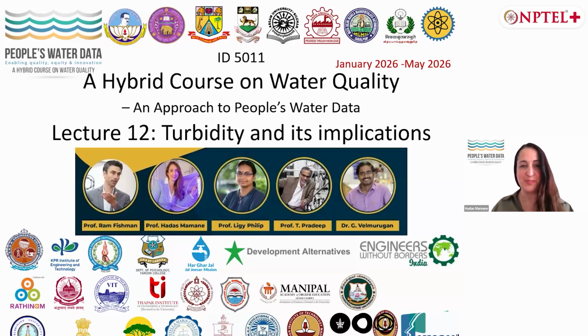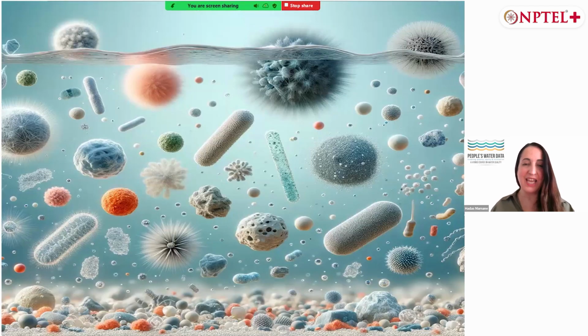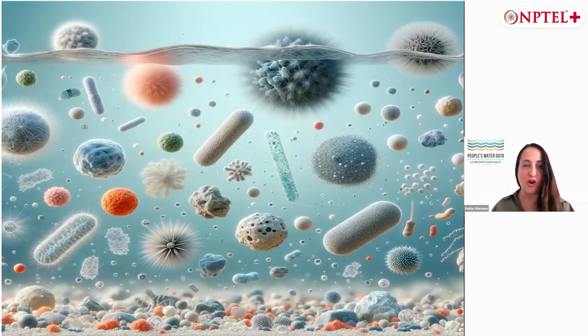So today we will explore turbidity and its implications. Please take a look at this visualization. What we see here is water that contains many things inside. Today we will talk about the particles that are inside the water. Basically, we can see, for example, rod-shaped bacteria and minerals. We can also see organic debris that are all suspended inside a fluid matrix.